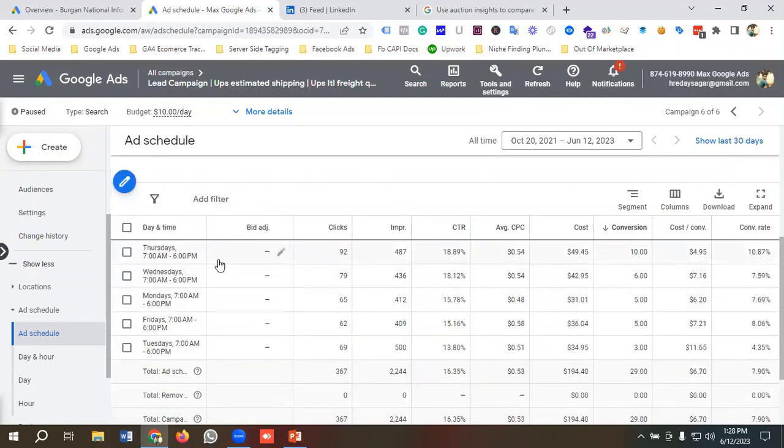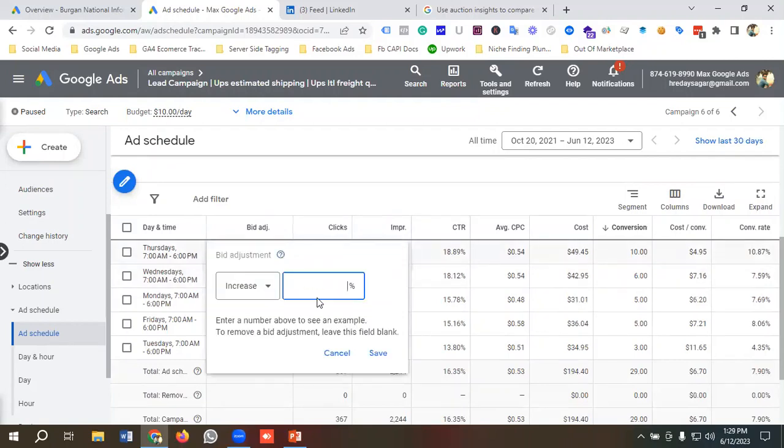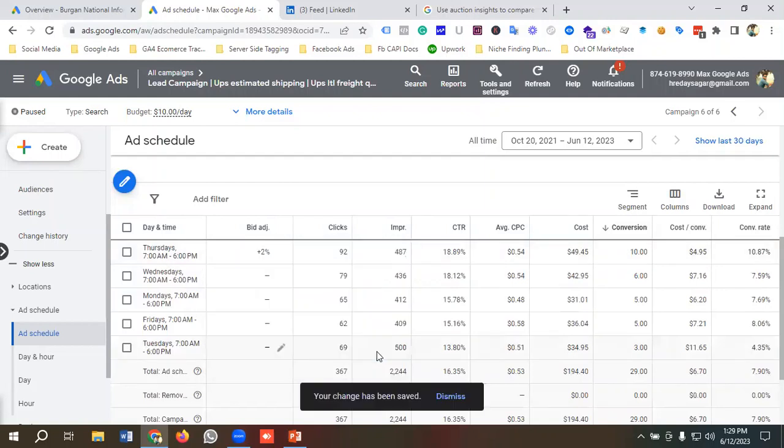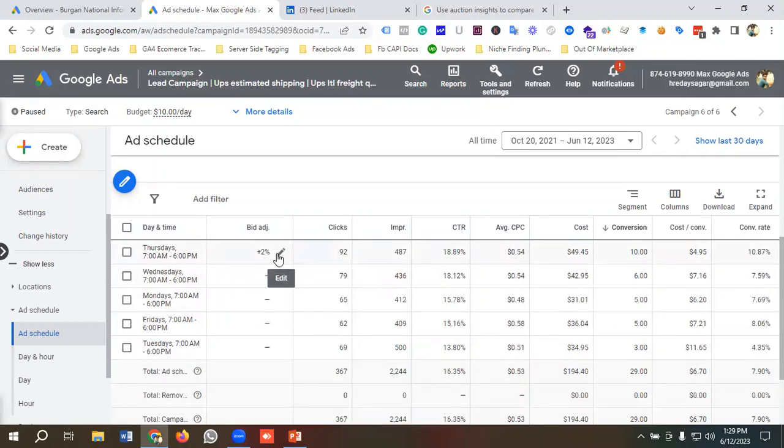Okay, so let's see. So we can see Thursday 7 a.m. to 6 p.m. So this was our scheduled time. In Thursday, we got 10 conversions, and our CTR was above 18%, and conversion rate was above 10%. Okay, so you can increase bids for this specific days like Thursdays. Okay, so I'm gonna increase the bids for Thursday by 2%. Okay, then what will happen is Thursday will be bidded 2% higher than other days.